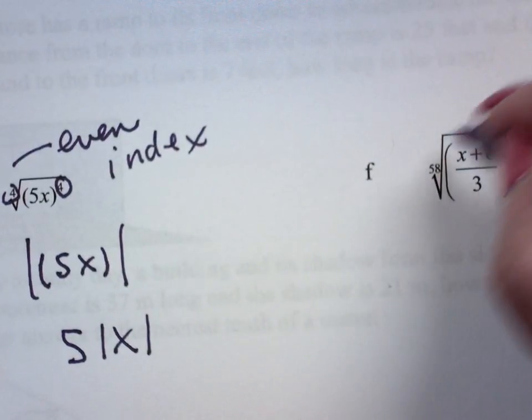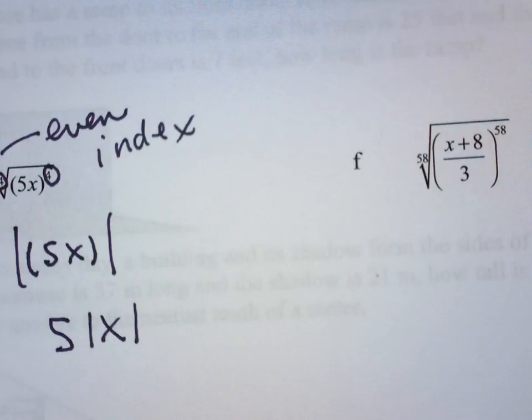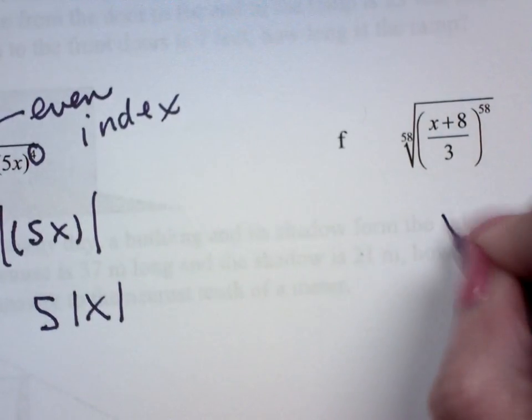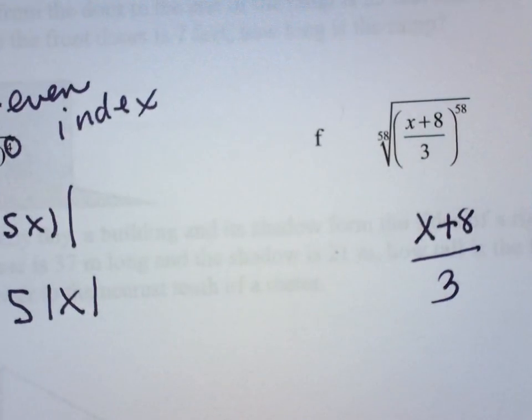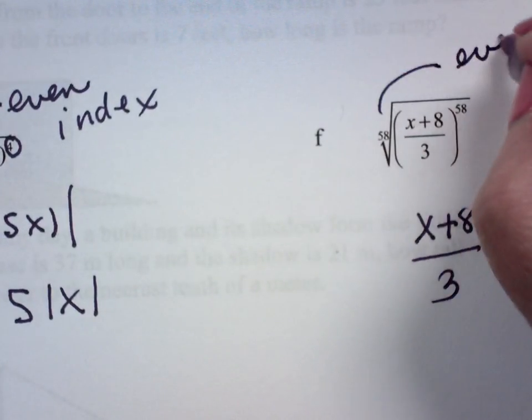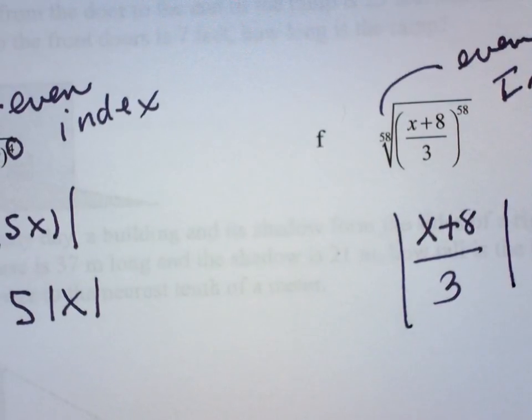What is the 58th root of x plus 8 cubed divided by 3? X plus 8 divided by 3, and then this is an even index. So that means I need absolute values around it because they didn't give me any criteria.